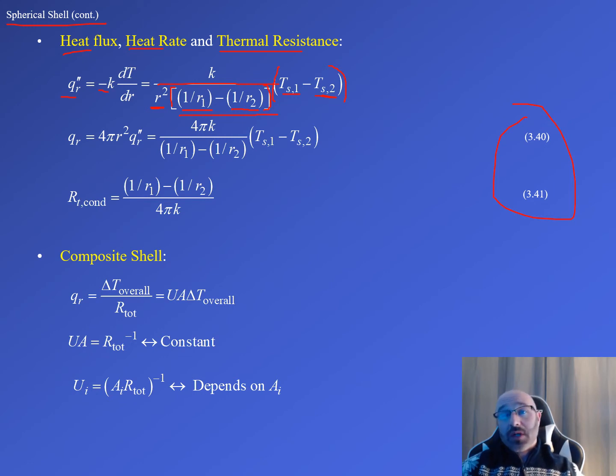Now, if we recall what we want to do to go from our heat flux to our heat rate, we're multiplying through by that A term right there, where our A term for a sphere is 4 pi r squared. So we're just taking 4 pi r squared, multiplying it through by our heat flux up top, our q_r double prime. So that's what we do there.